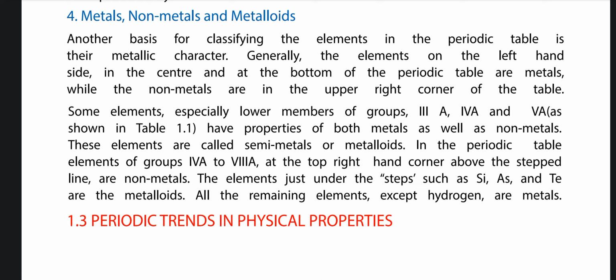Elements of group 4A to 8A at the top right-hand corner above the stepped line are nonmetals. The elements just under the steps such as silicon, astatine and technetium are metalloids. All the remaining elements except hydrogen are metals.